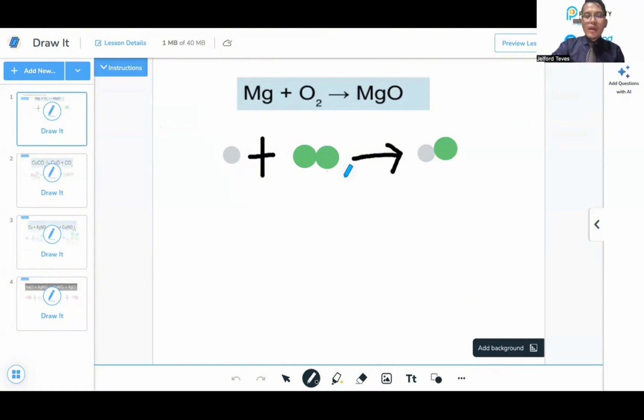And then we also have the oxygen molecule. As you can see, oxygen is always a diatomic molecule. It always exists as a pair. So two oxygen atoms here, one molecule of oxygen gas. And the arrow, of course, leads us to the product. So what we have here now is a single compound, which is called magnesium oxide. So as you can see, there is a combination of magnesium and oxygen producing magnesium oxide.